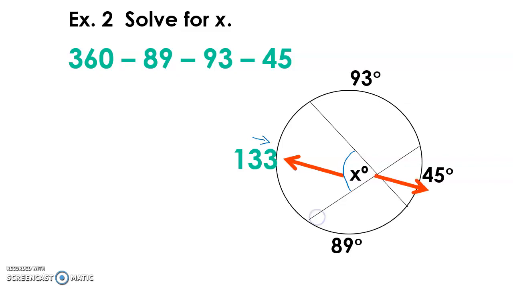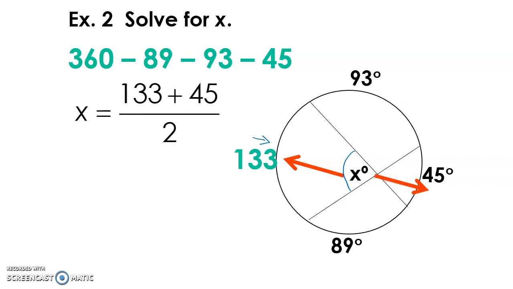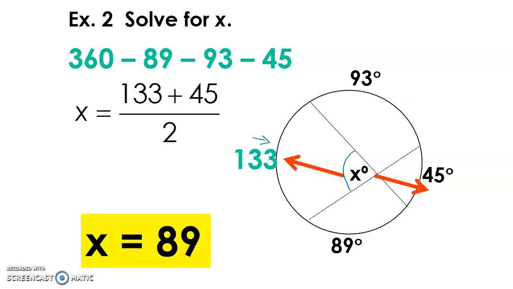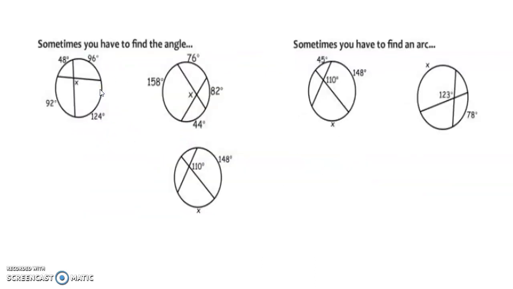Now I can just use my formula of arc plus arc divided by 2 equals my angle measure. Multiply by 2 on both sides. And I end up with 2x equals, what's 133 plus 45, is 178. And I'm going to divide by 2 and divide by 2. Okay, so now let's take a look at a couple examples here. We're probably not going to finish these in this video. We'll go to another one.